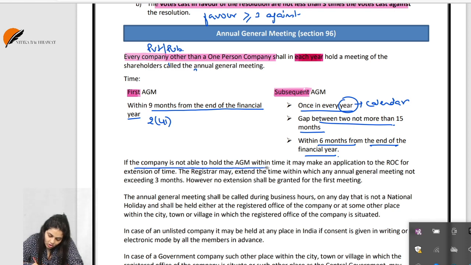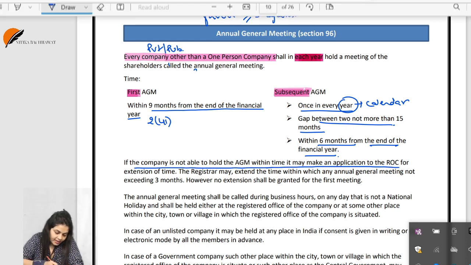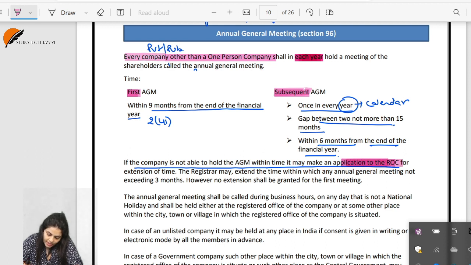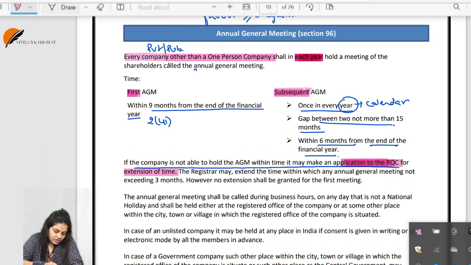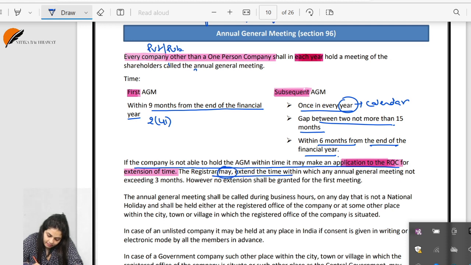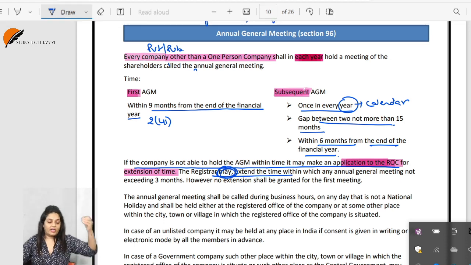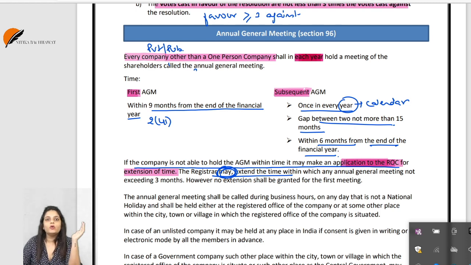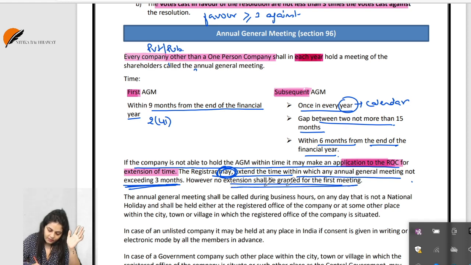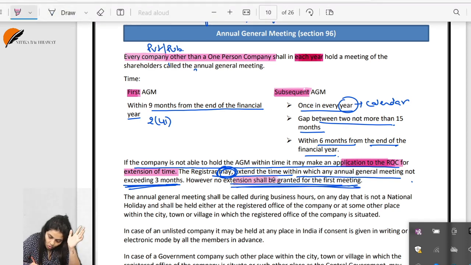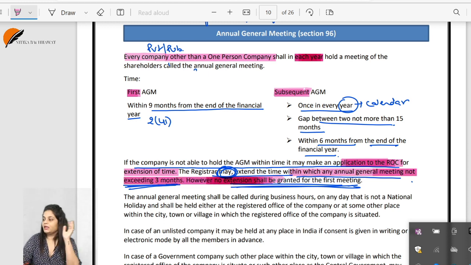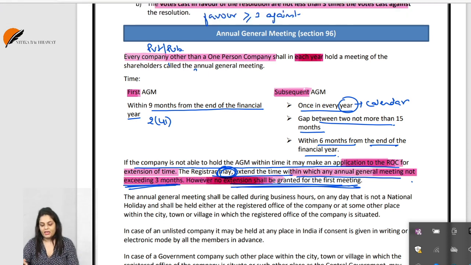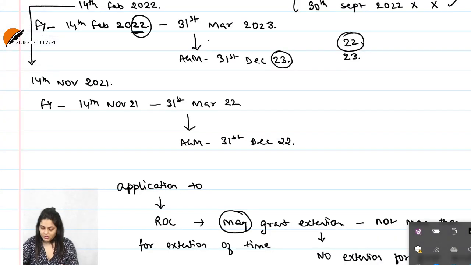If the company is not able to hold the AGM within time, it may make an application to the ROC for extension of time. The registrar may extend; it is not mandatory, it is discretionary. If I feel you don't need an extension, I will not give you one. If I feel you should be granted an extension, I will grant it, for a period not exceeding 3 months. However, no extension shall be granted for the first meeting. No extension for the first meeting. I hope it's clear to everyone. It is a very small section anyway.